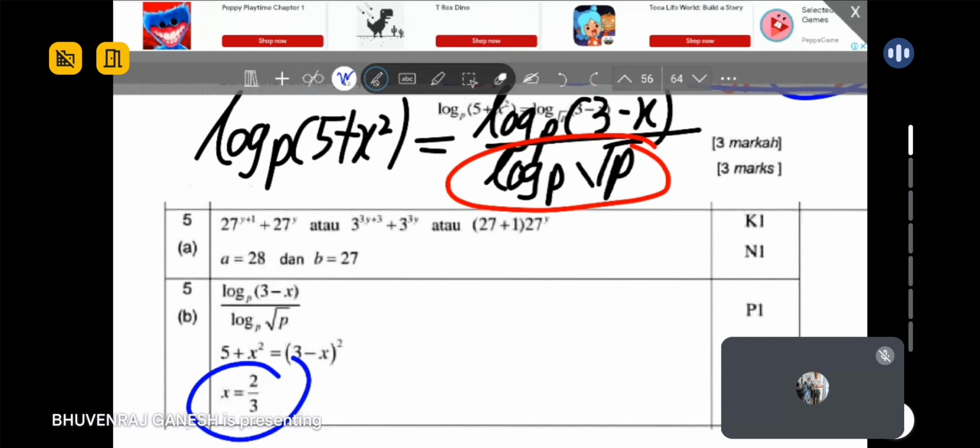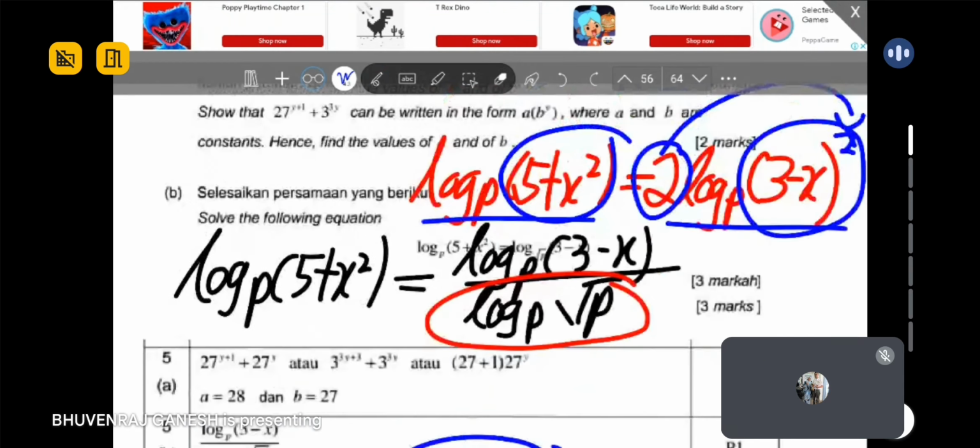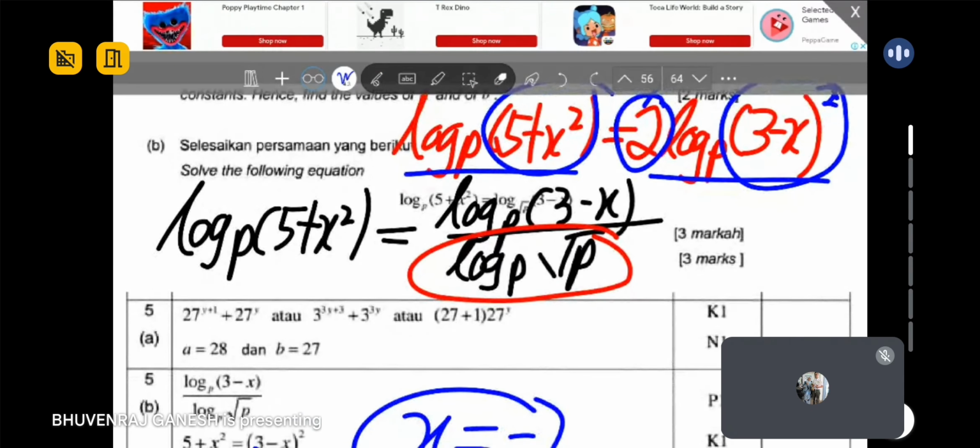Okay, so guys, may I know, can x equal a negative value? Yes or no? Nilai x kat sini boleh negatif tak? Tell me. Let's say I get a negative answer. Is it possible for the x value to be negative? Yes or no?